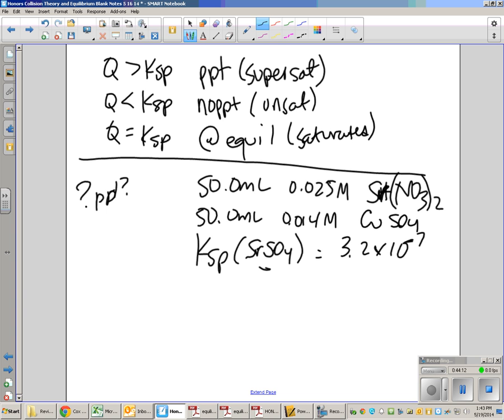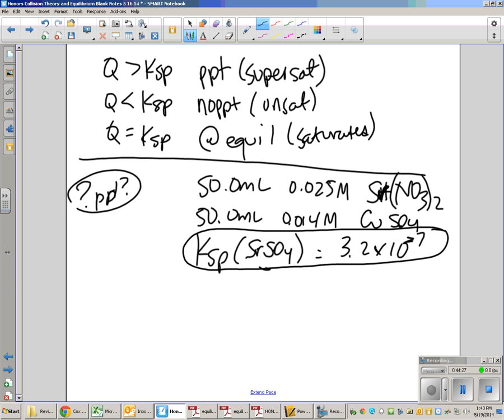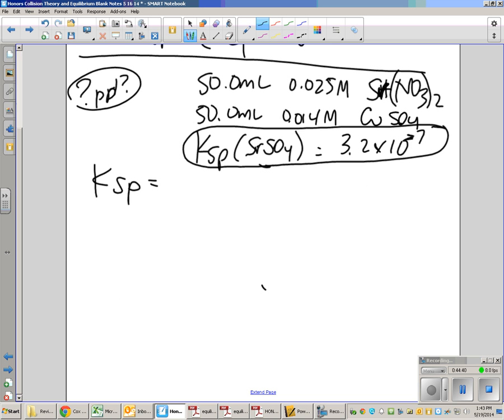First of all, you should be noting to yourself, when I ask if a precipitate will form, it means that you have to solve for Q. Because how else are you going to compare Q's and Ksp's if you don't at least solve for Q? They've given us the Ksp value. We're good there. We need to find Q. Q is calculated exactly the same as Ksp. So if I told you to write a Ksp expression for this thing that they've given us the Ksp for, what would you have to write?